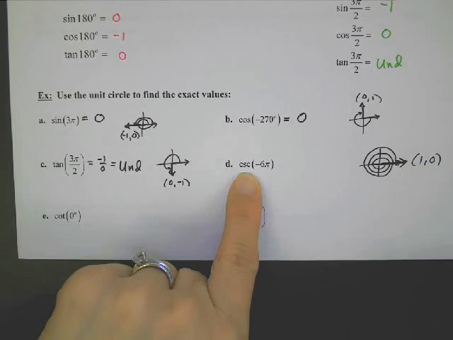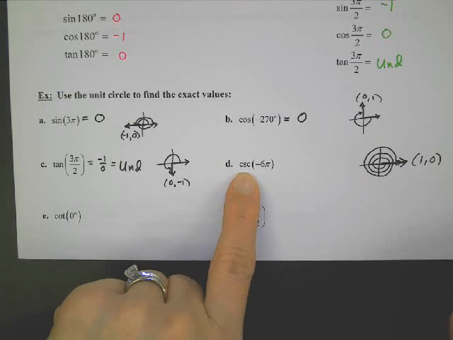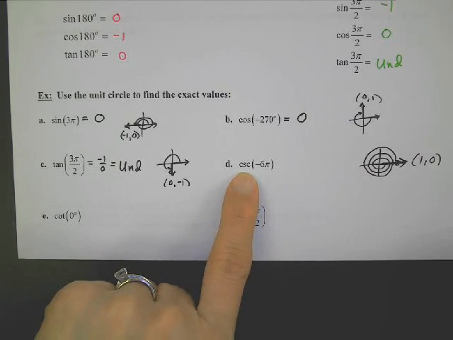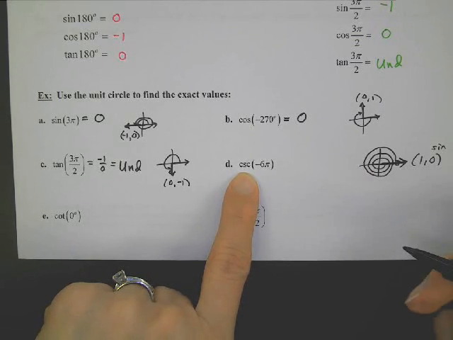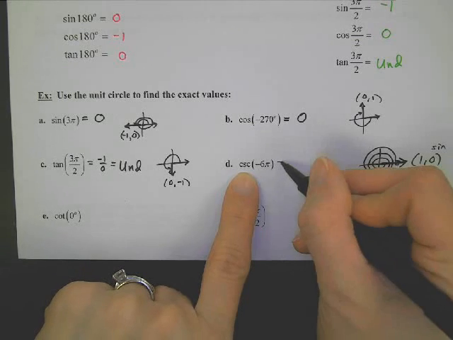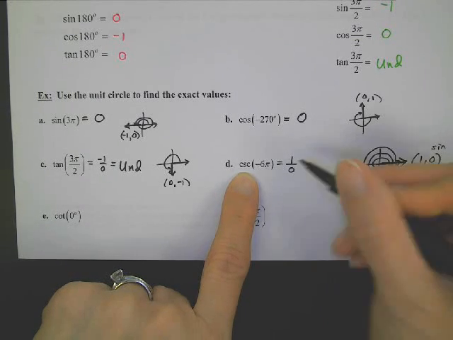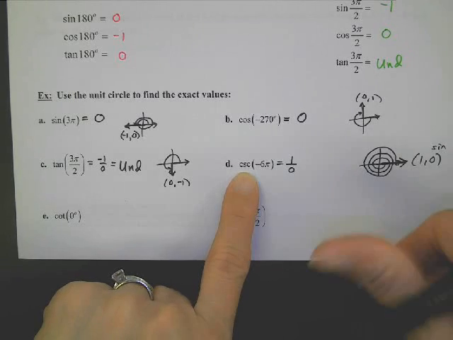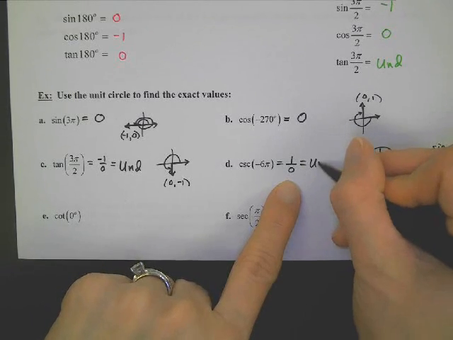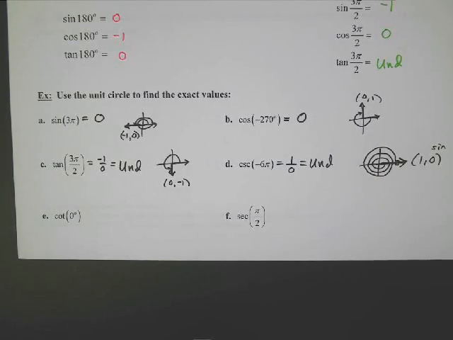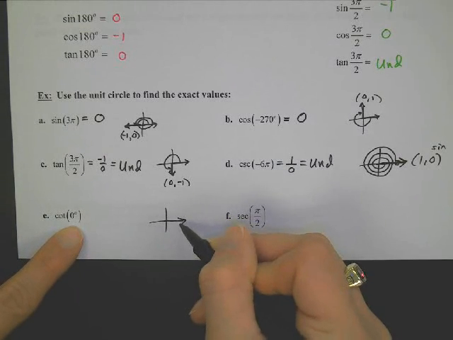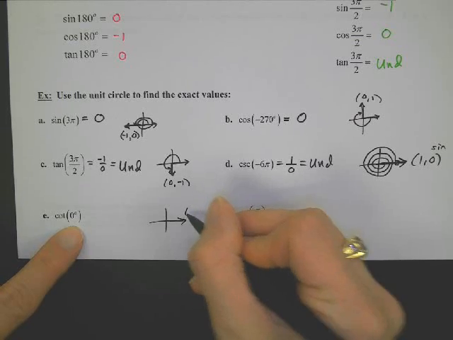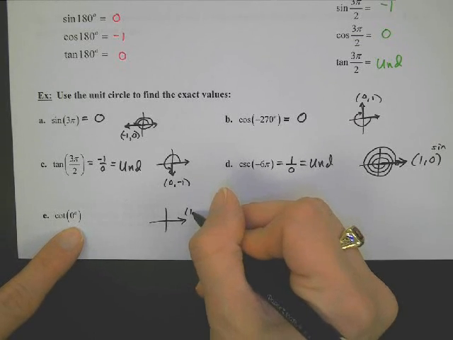And this says cosecant. Cosecant is the reciprocal of sine. So we're going to take a look at this sine right here, which is 0, and we're going to have to reciprocate it. So not 0, but 1 over 0. Take the sine answer and flip it, and that makes undefined. Okay, let's keep going. 0 degrees, well, that's easy. It's right here. 0 degrees has the coordinates 1, comma, 0.